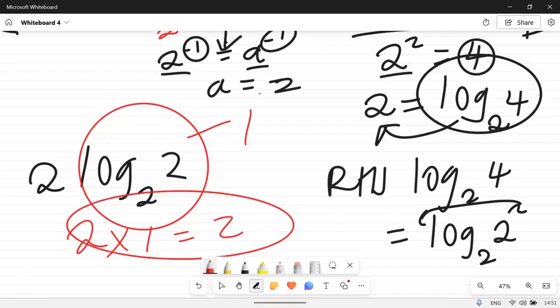Good. That's just for those who have trust issues, to actually sort it out in terms of how you move from an exponential format to logarithm format. I hope you get it.